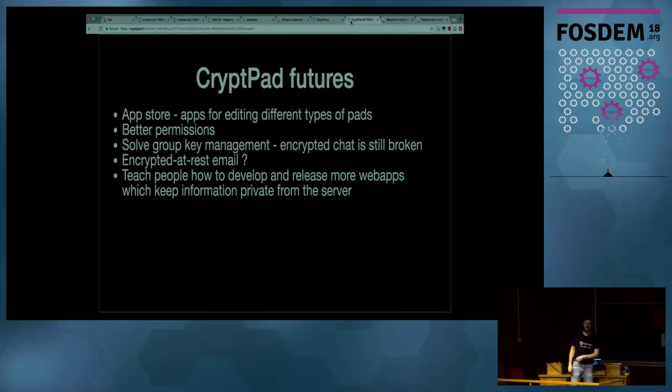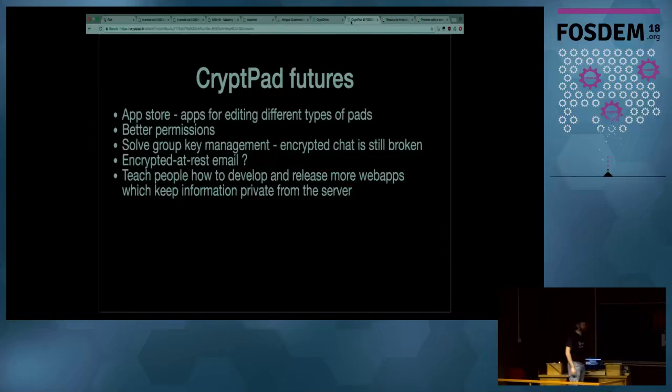Solve group key management, like the Matrix guys are doing. I'm interested in it. I'm not sure I really want to do it. I know it's going to be a pain. Encrypted chat is broken for multi-user, and that's for a really good reason. It would be interesting to solve, but we need a research grant.